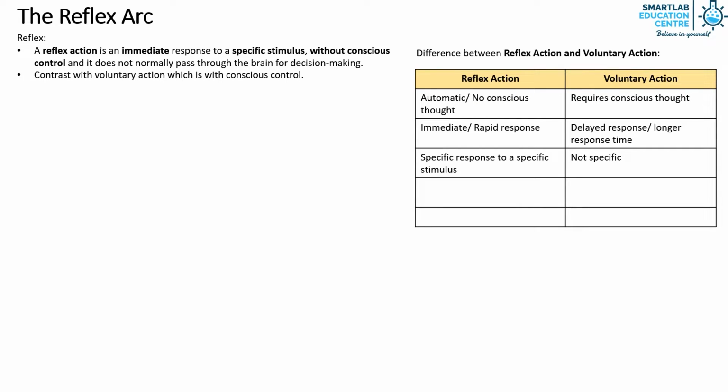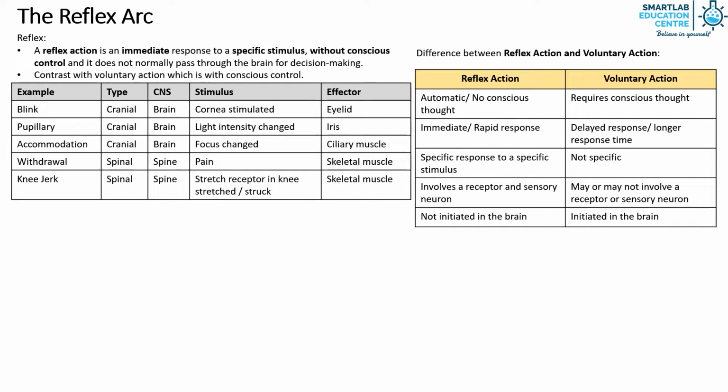A reflex action involves a receptor and sensory neuron, but a voluntary action may or may not involve a receptor or sensory neuron. Lastly, a reflex action is not initiated in the brain, but a voluntary action is initiated in the brain. Some examples of reflex actions are as shown. Do take note of the type of reflex action it is classified as, which organ of the central nervous system is involved, the stimulus and the effector.